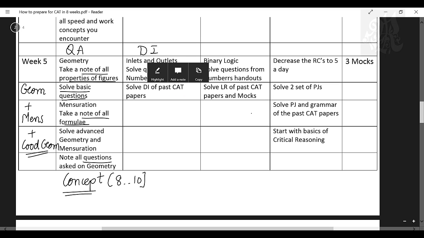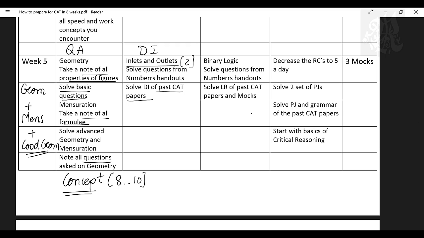When it comes to DI, I would suggest doing inlets and outlets. It's one simple topic with just two variations. When it comes to solving papers, again stick to the past CAT papers. In week 5, I've emphasized more on looking at the past CAT papers. Till week 4, you're just preparing, like in the infancy stage of CAT preparation. But from week 5 onwards, since you're already done with 40 to 50% of the syllabus, I would suggest you start looking at CAT papers.